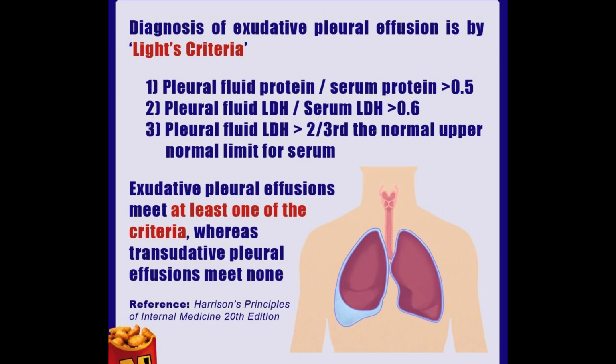Light's criteria for distinguishing pleural transudate from exudate. Exudate is likely if one or more of the following criteria are met. Pleural fluid protein to serum protein ratio is more than 0.5. Pleural fluid LDH to serum LDH ratio is more than 0.6. Pleural fluid LDH is more than two-thirds of the upper limit of normal serum LDH.